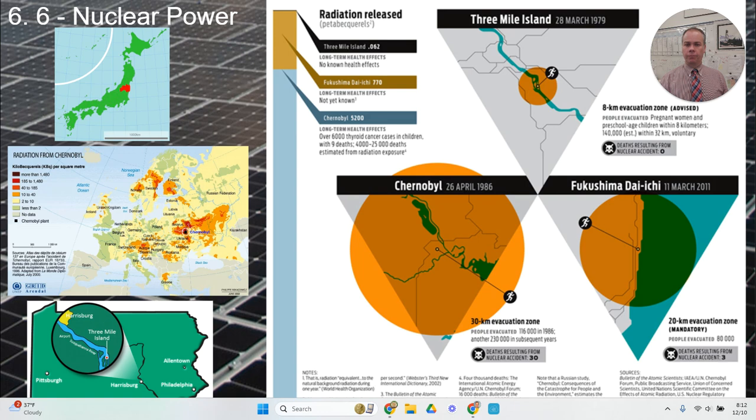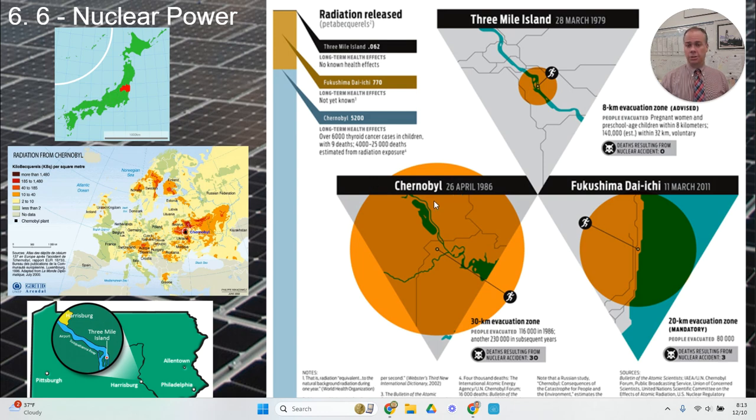There was an accident that led to the release of some small amounts of radiation. You can see it's 0.062. But there were no known health effects, no deaths, etc. But this was something that scared people as the accident happened. They evacuated pregnant women and preschool children from an 8-kilometer radius, but there were no deaths involved.